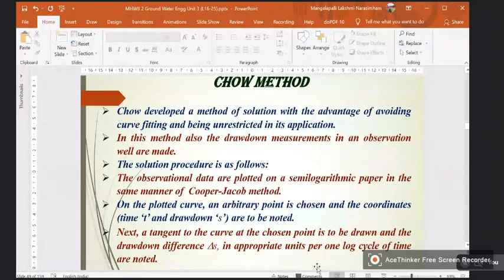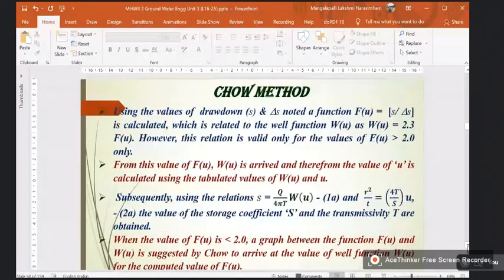Next, what we do is we draw a tangent to the curve at the chosen point and we will measure the difference in the drawdown for one log cycle of time. So, that is what we do.